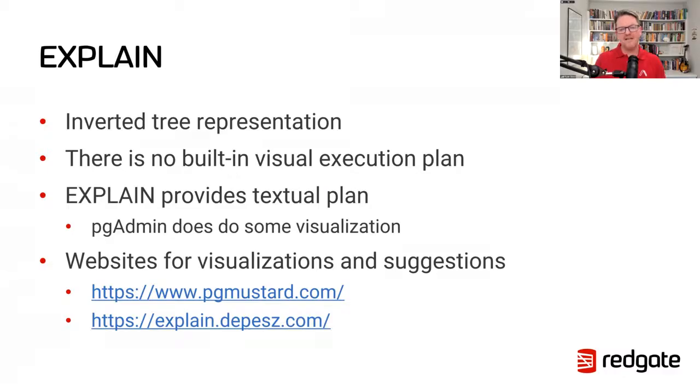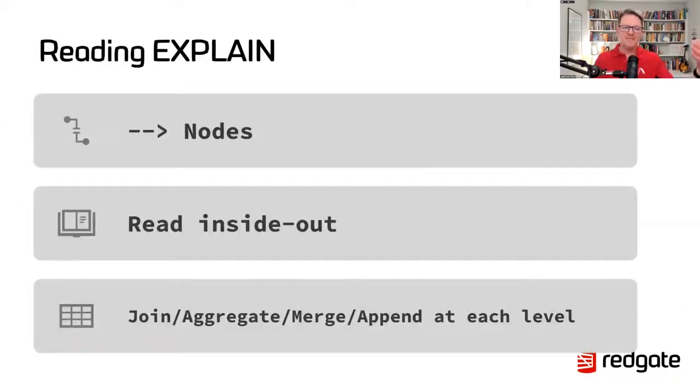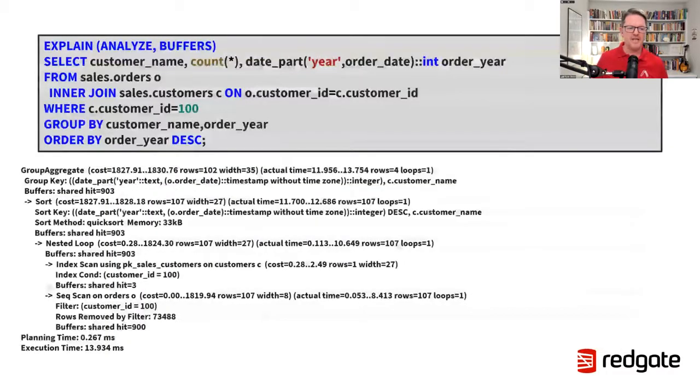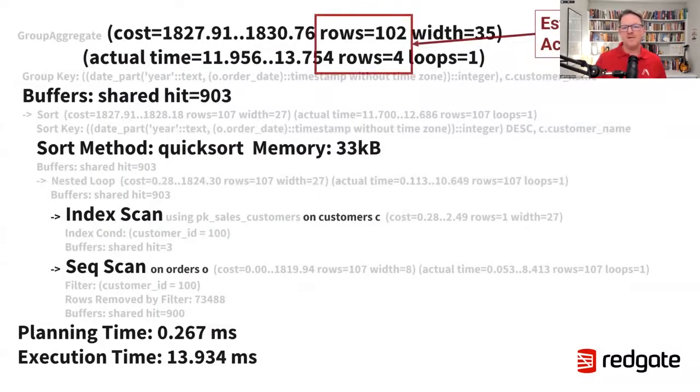It is what we call an inverted tree representation. And what that mostly means is that we have nodes. They're denoted by this double dash arrow, and you read them from the inside out. As you look at the plan, which I'm going to show you in this next screen, the arrows that are furthest to the right are the nodes that are executed first. Now, there can be nodes executed in parallel, but within each parallel group, the nodes that are furthest in are executed first. And so we would take something like this and we would say, some things to point out.